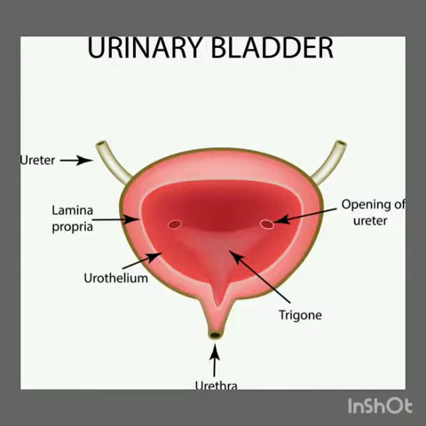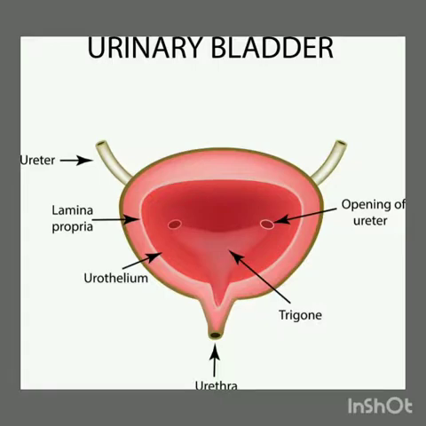So the blood enters through the renal artery, gets purified in the kidney, and the purified blood moves out through the renal vein. Renal artery carries the impure blood and renal vein carries the pure blood. Is that clear? This is about the kidney.